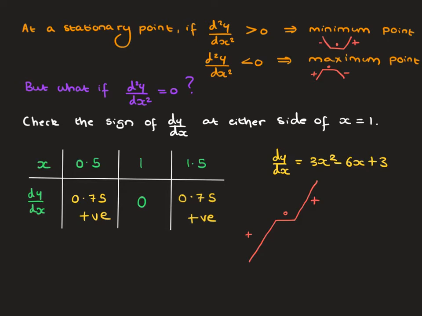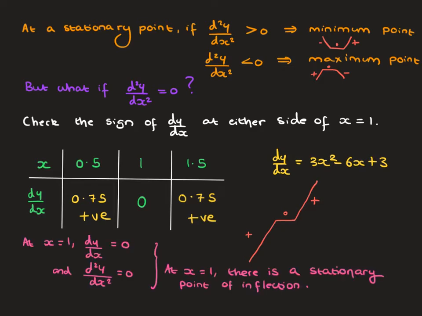So x equals 1 for this curve is not a minimum point, it's not a maximum point, it is what we call a stationary point of inflection. So x equals 1, dy by dx is 0, d2y by dx squared is also equal to 0, and we have what is called a stationary point of inflection. Let's have a look at the shape of the curve.